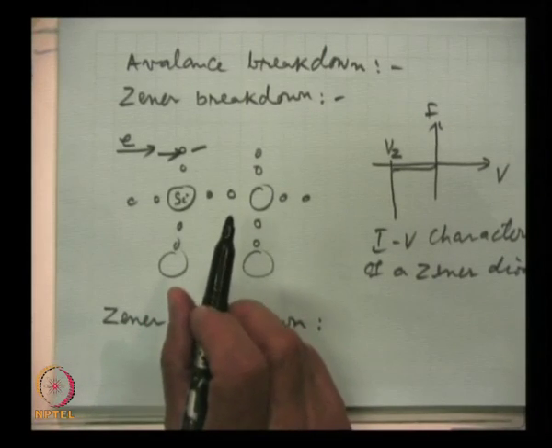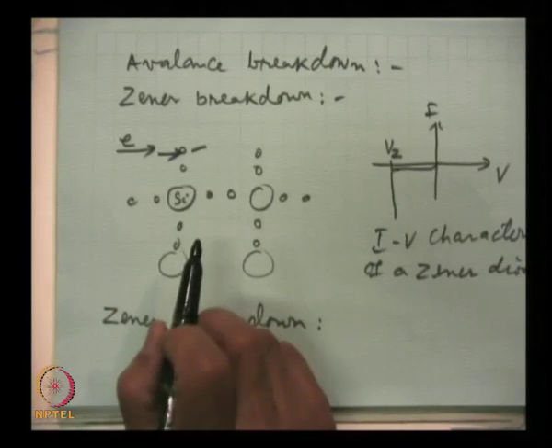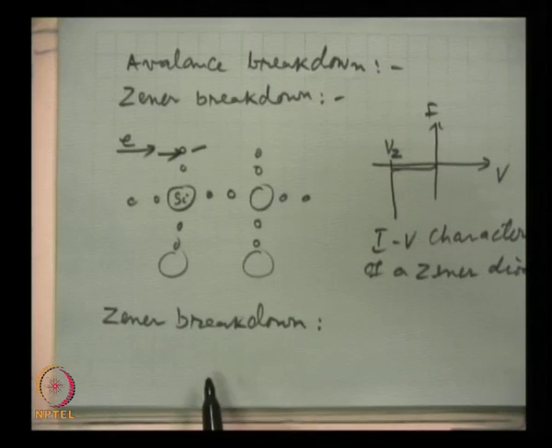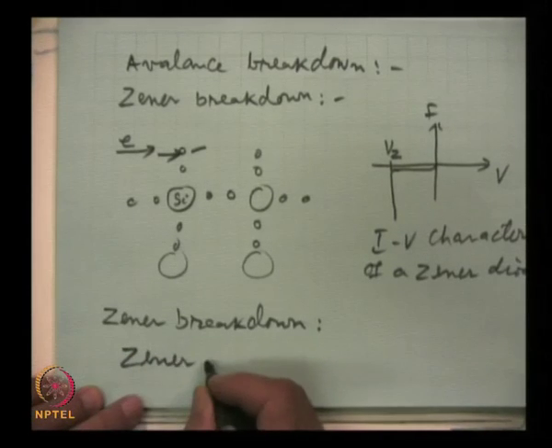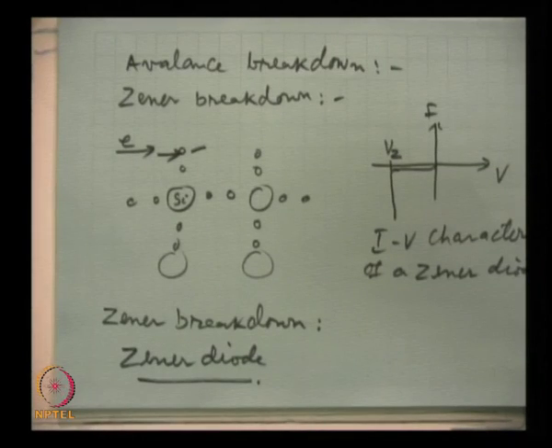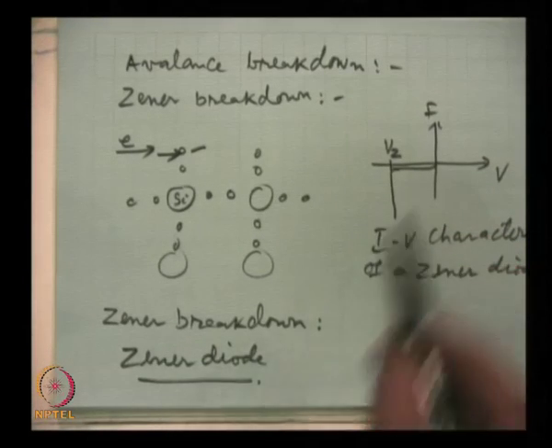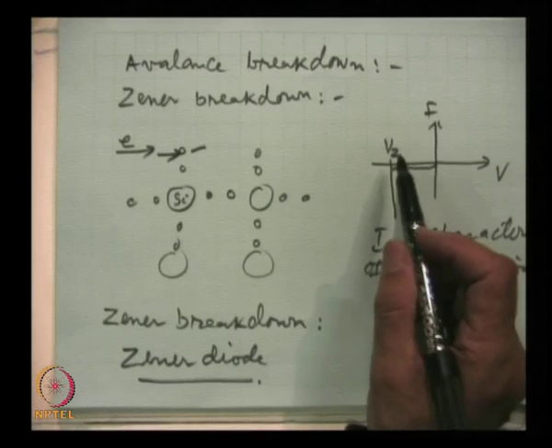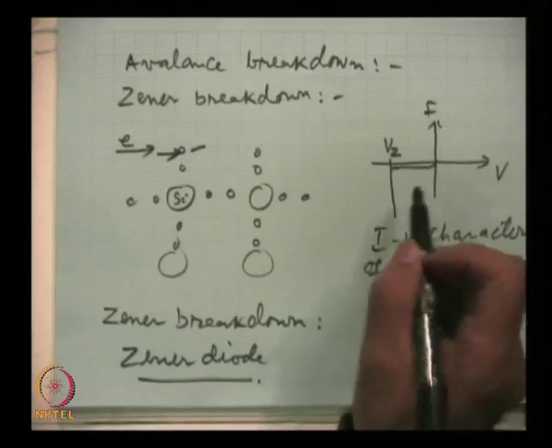But a very important thing: whether the process is avalanche breakdown or Zener breakdown, the diode is always called a Zener diode. Remember that a Zener diode will have a well defined breakdown voltage, which, as I said, is known as the Zener voltage.